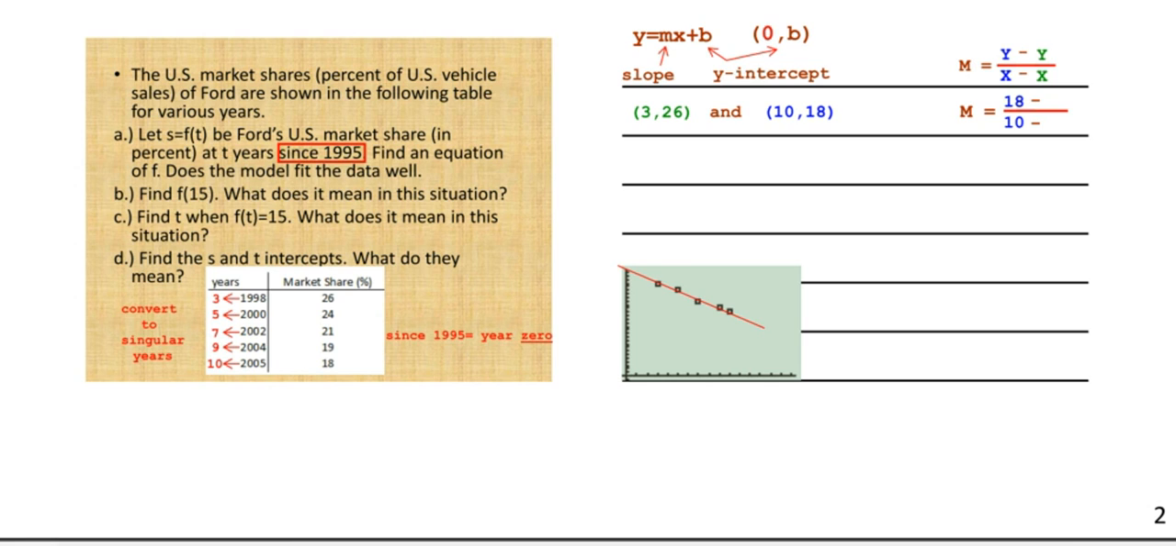So 18 over 10. And the second coordinate, the y value on top of the x, 26 over 3. Now we simplify. 18 minus 26 gives us negative 8. 10 minus 3 gives us 7. So here we find our intermediate value solution, which is the slope. So let's plug it into our equation. Y equals mx plus b. We now know the slope is negative 8 over 7. And I'll keep it as an exact fraction for now.